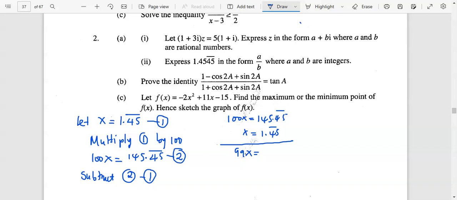I'm waiting for it to move because I can see you are not able to see that I've written something new. All right, it's now shown. So 145.45 minus 1.45, we've said that is going to give us 144. And then divide both sides by 99. So x is going to be 144 divided by 99.